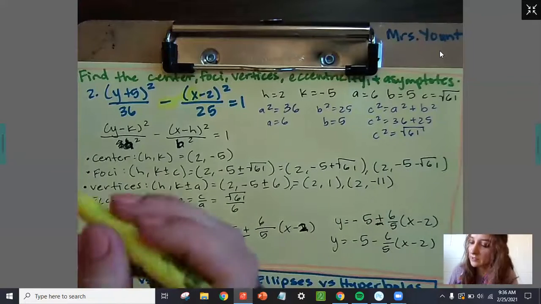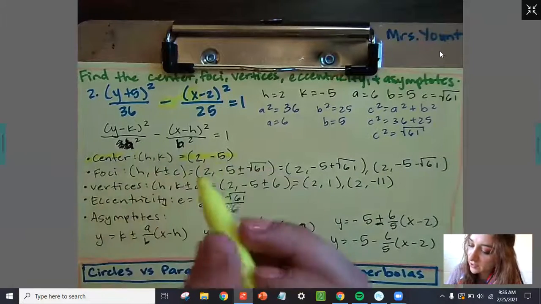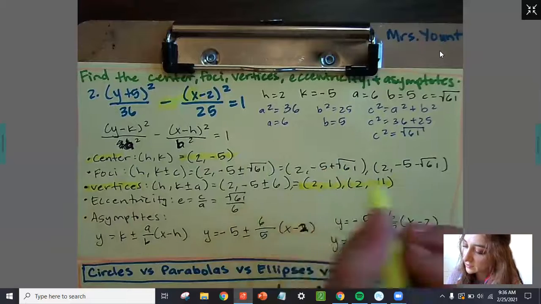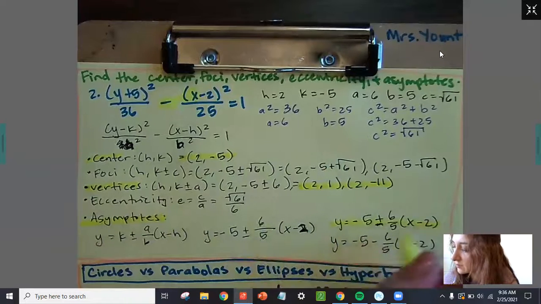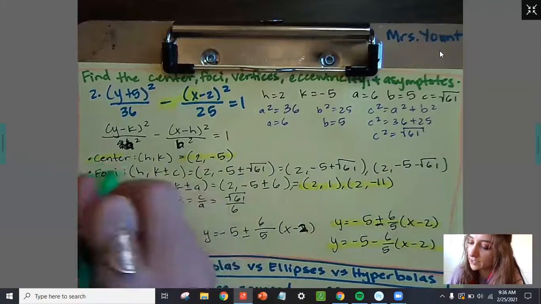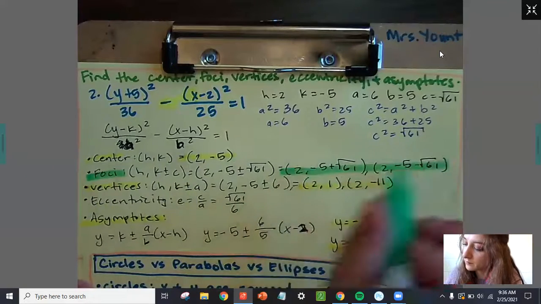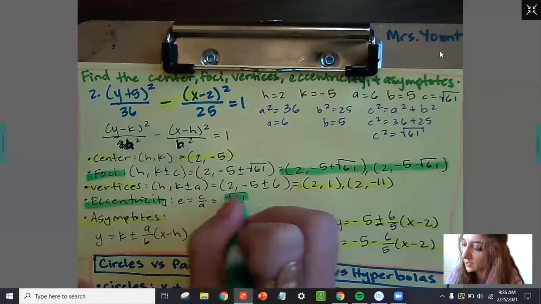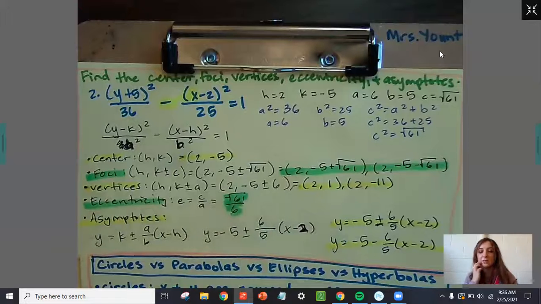Okay, we're just going to highlight so we can see our answers. There's the center, the vertices, the asymptotes, and then we also have the foci, which is here, and the eccentricity here.